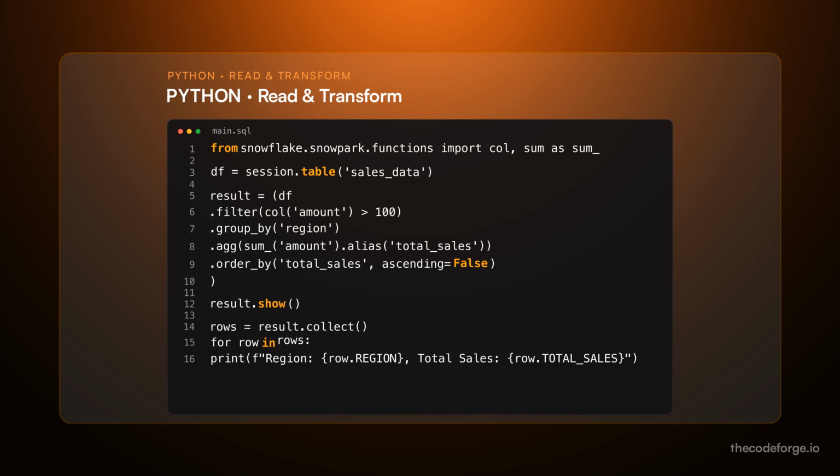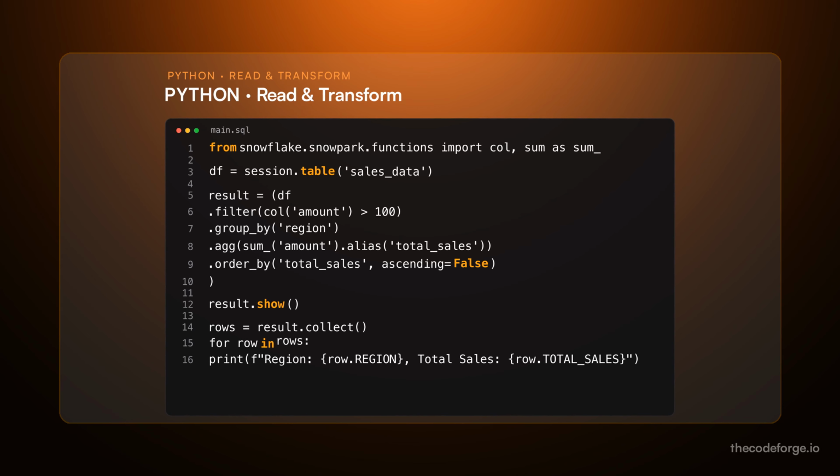Read a table into a data frame, then apply filters, group by, and aggregation. The show action executes the query and displays the first 10 rows. Collect returns all rows as a list.